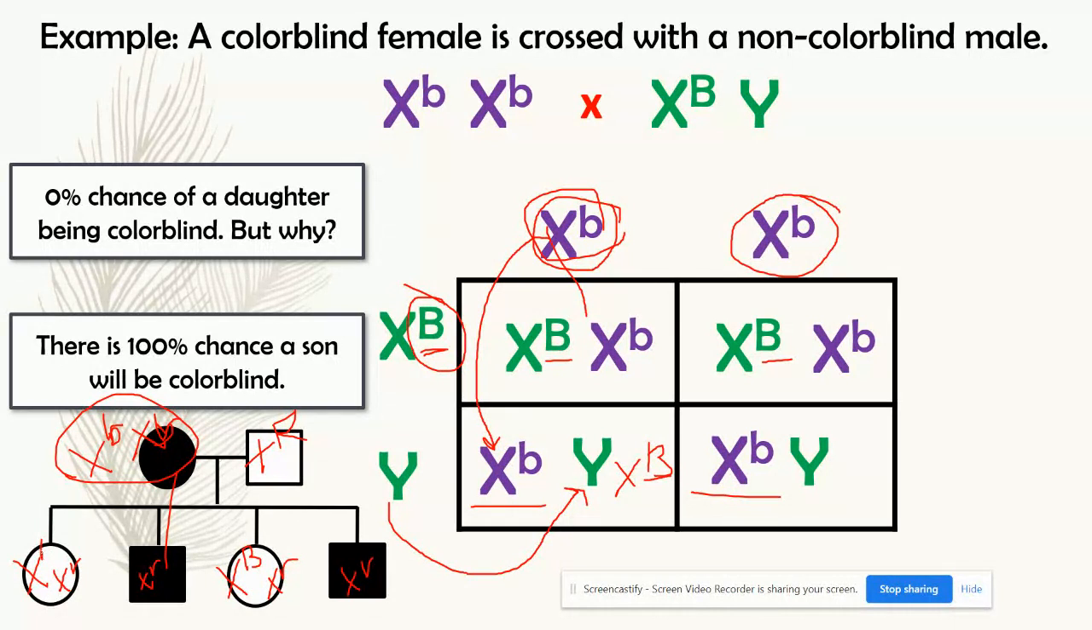Okay. But anyway, so that is what is happening with sex-linked inheritance and how it's different. It really comes down to the males inheriting only one. Okay, great job.